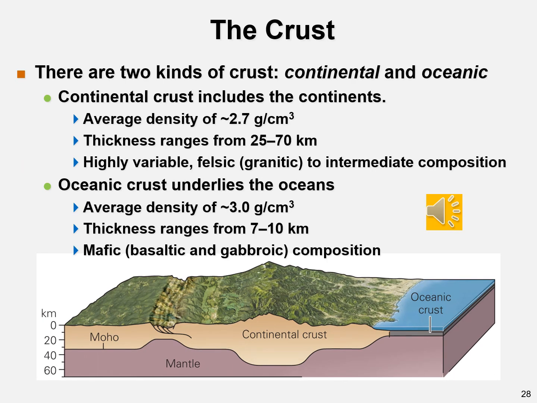There are two kinds of crust, continental and oceanic. The continental crust has a highly variable felsic to intermediate composition, with an average density of about 2.7 grams per cubic centimeter, and has a thickness that ranges from 25 to 70 kilometers. The continental crust comprises about 25% of the Earth's crust by area. The oceanic crust underlying the oceans has a mafic composition with an average density of about 3.0 grams per cubic centimeter and a thickness ranging from 7 to 10 kilometers, and covers about 75% of the Earth's crust.